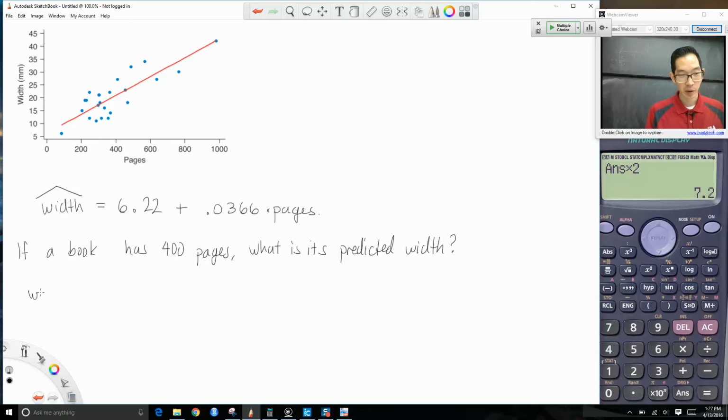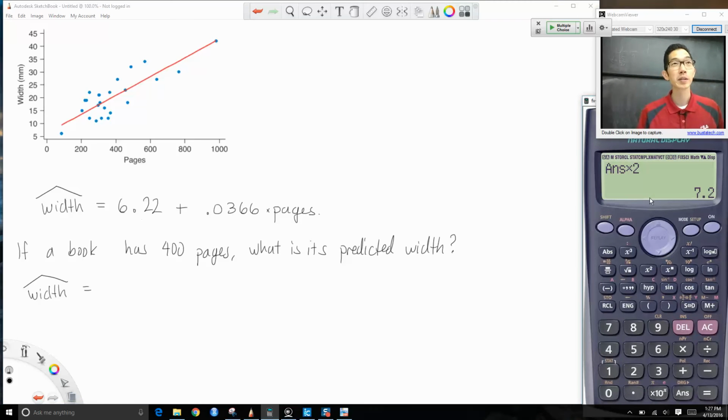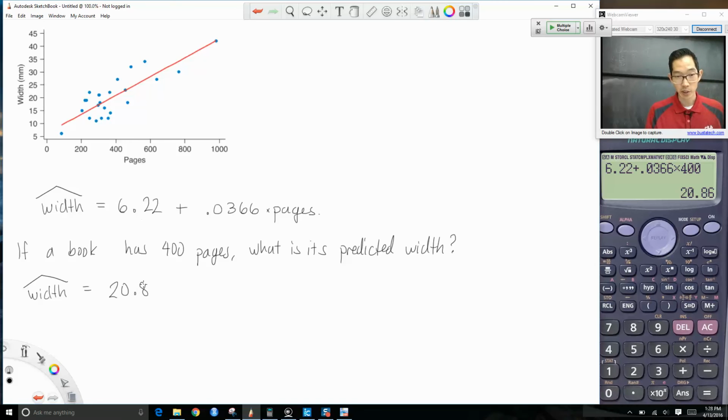What do we get? Do we get an answer? 400 times 0.0366. No, I'm sorry, 6.22 plus 0.0366 times 400. I get 20.86, right? So this is how wide we predict our book to be.